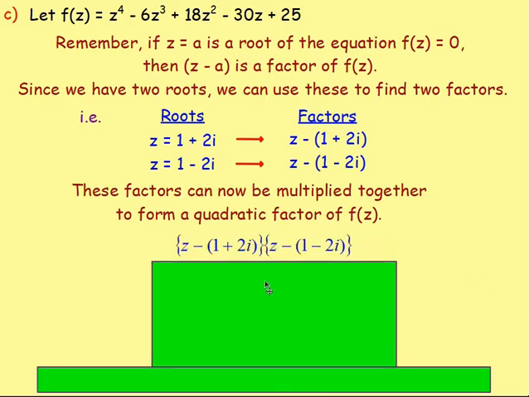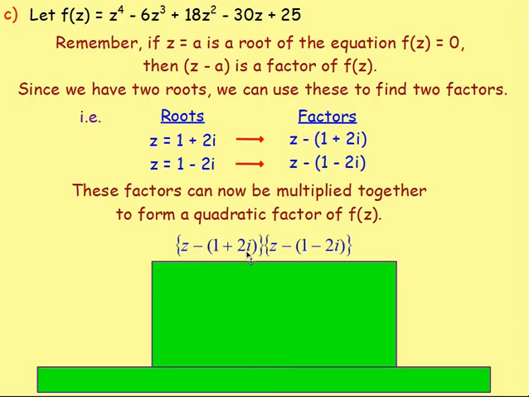So let's take those two factors, z take away 1 plus 2i and z take away 1 take away 2i, and multiply them together. However, to multiply them together, we want to take the real parts and put them together, and the imaginary parts and put them together in the first set of curly brackets, and the same for the second set of curly brackets.